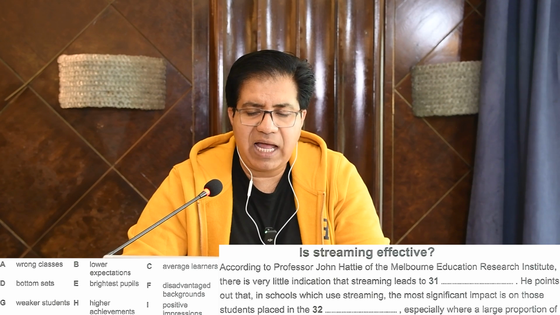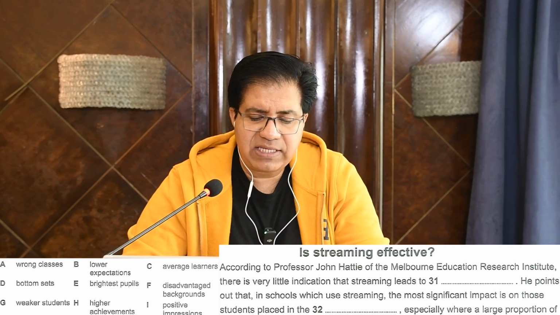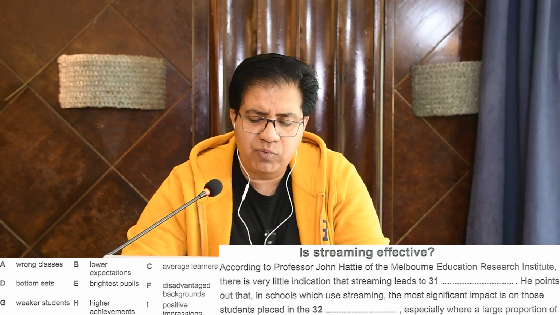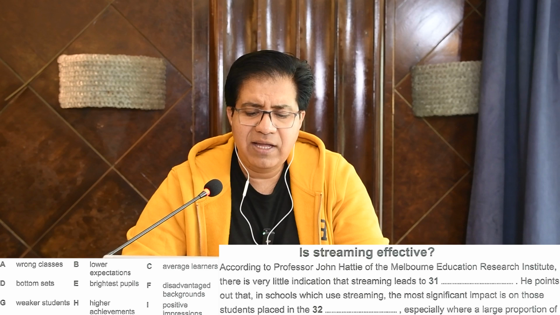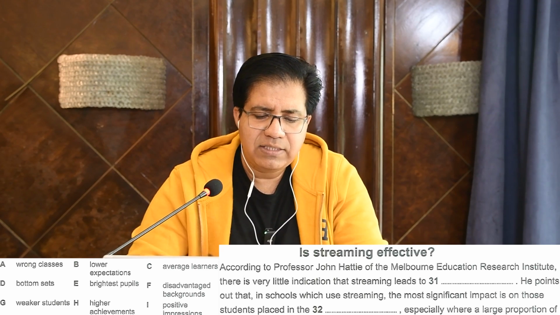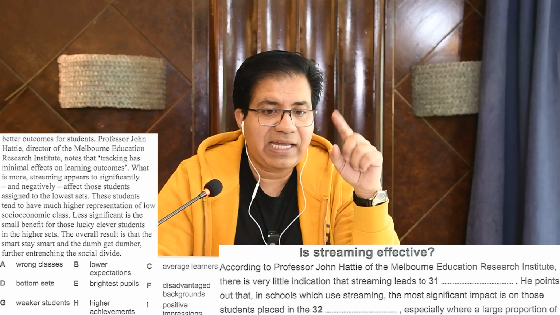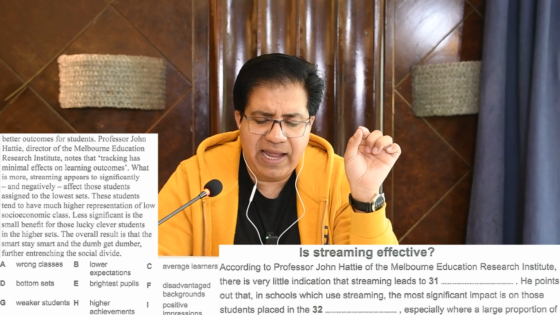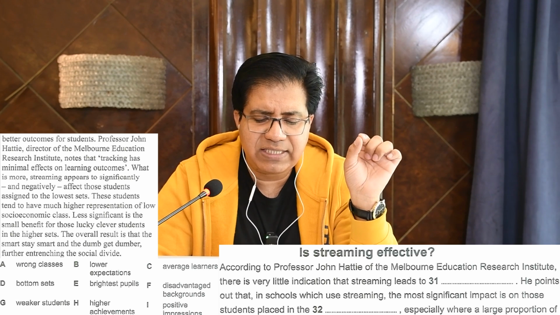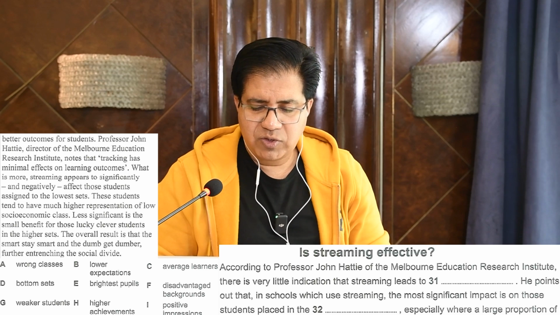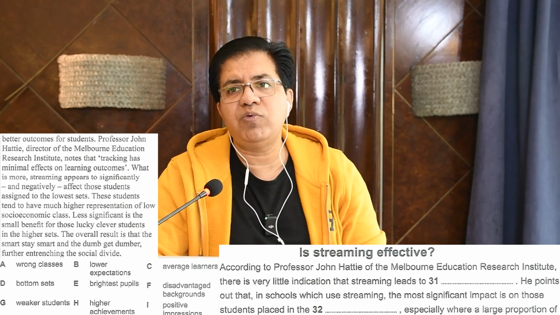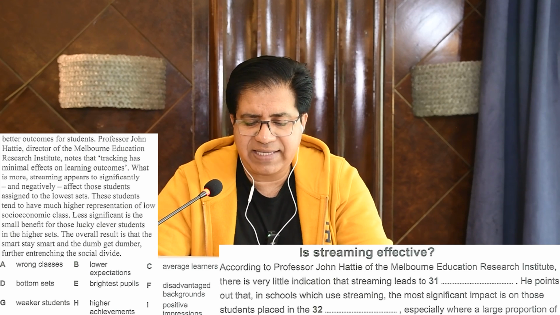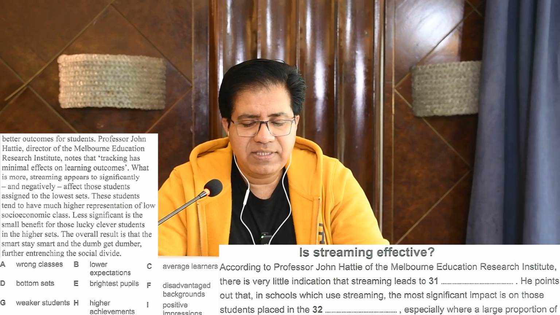Okay, I'm reading question number 32. He points out that in schools which use streaming, the most significant impact is on those students placed in the dash. Now, students placed in the dash. Now, let's go back. Same paragraph. Please follow me. Second page, first paragraph, fourth line after full stop. What is more, streaming appears to significantly and negatively affect those students assigned to the lowest sets. So, for placed in they use the word assigned to. What is the answer? Answer is lowest set. Now please see the synonym of lowest set. Lowest sets. Bottom sets. D is the right answer.